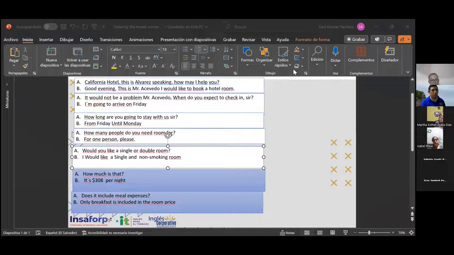How do you say 308, teacher? Let's say the first one. 300. 308. Is 300 per night. But you have to say the currency, right? It's $308 per night.